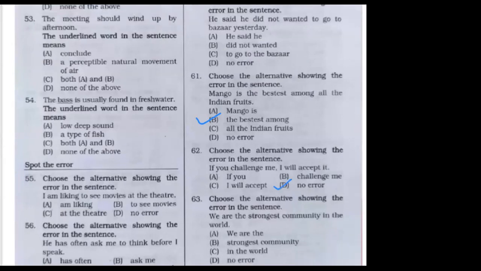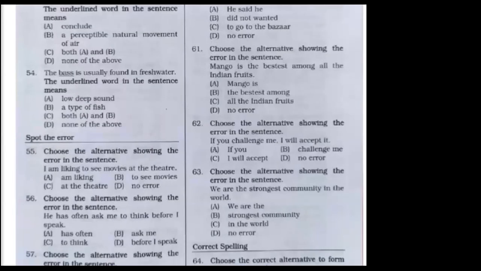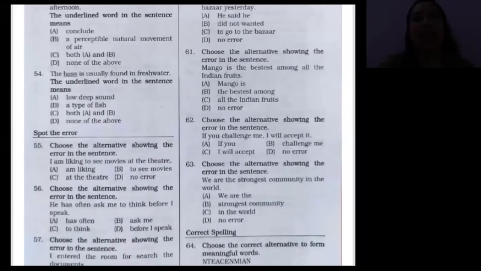63rd. Choose the correct alternative showing the error. Once again, we are strongest community in the world. Again, I have the superlative degree, need not have anything else. And so, no error. Very good. Very good. How intelligent you all are. So I hope this particular thing is clear. We can't be doing more of this, definitely.